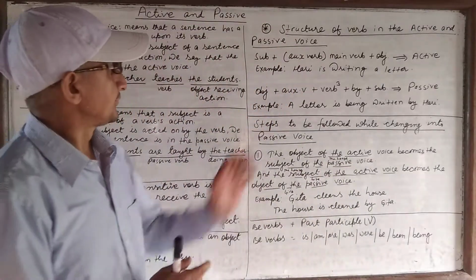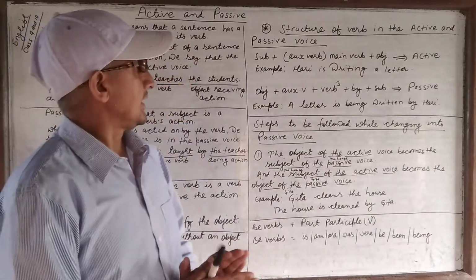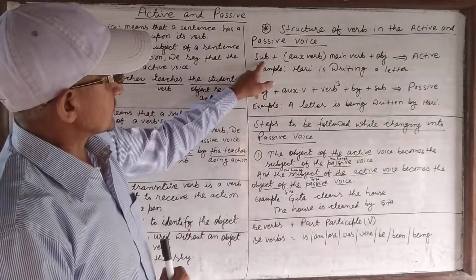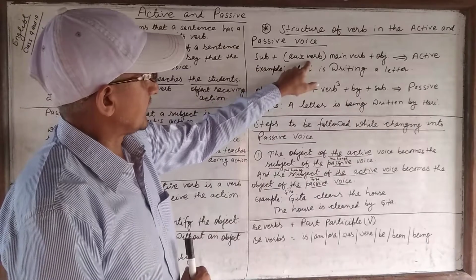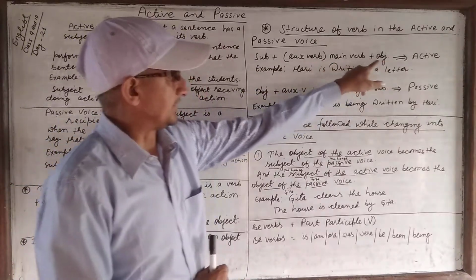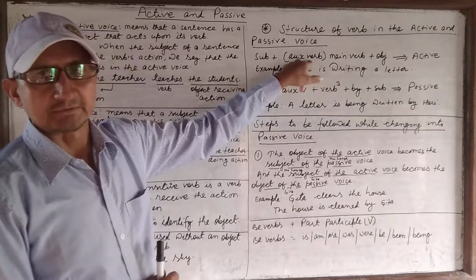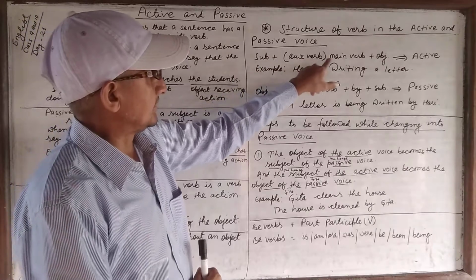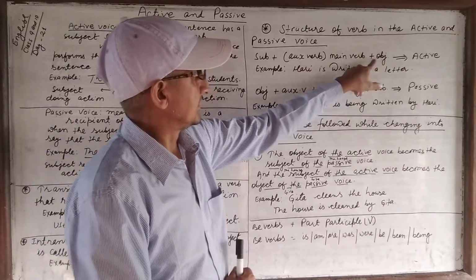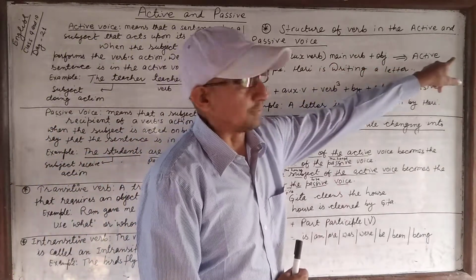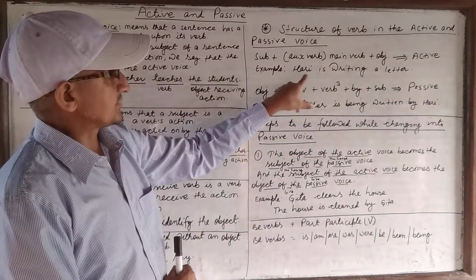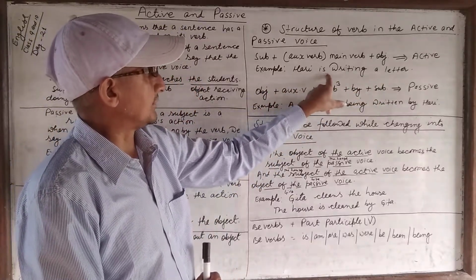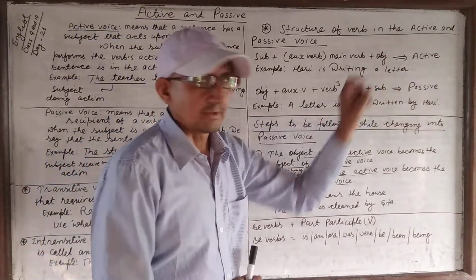Now the structure of the verb in the active and passive voice. The active structure is subject plus auxiliary verb, main verb plus object. Sometimes there is an auxiliary verb and sometimes there is no auxiliary verb. This is the structure of active voice. Let's clear it from the example. Hari is writing a letter. Hari is subject, is auxiliary verb, writing main verb, a letter is object.